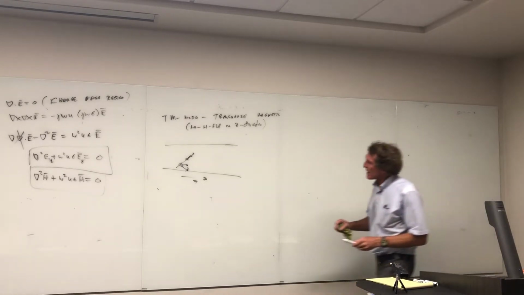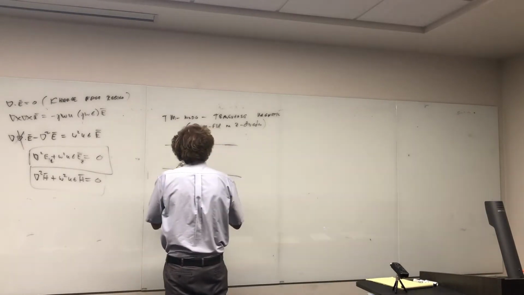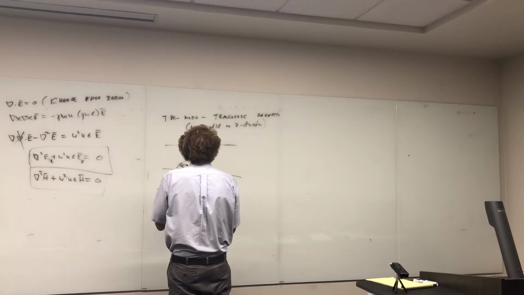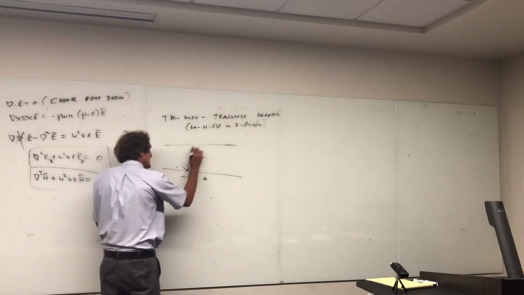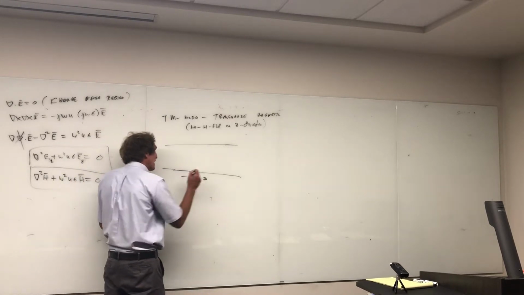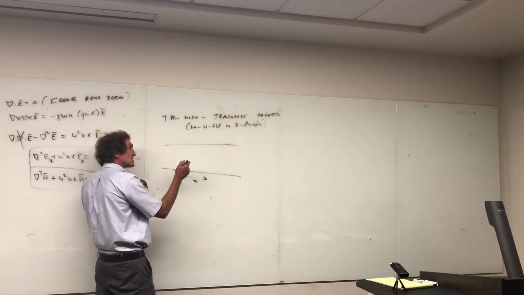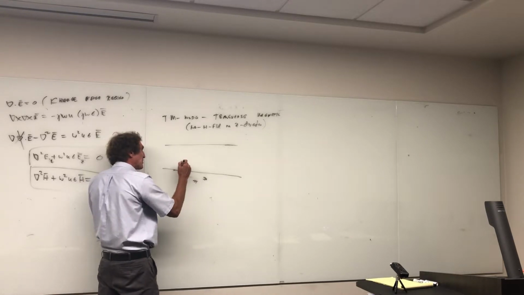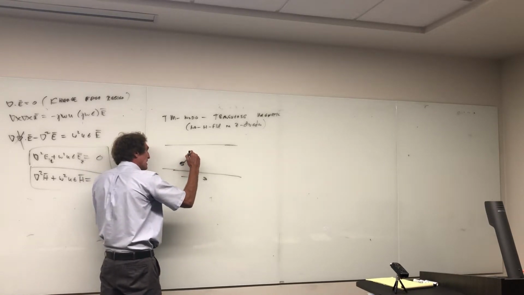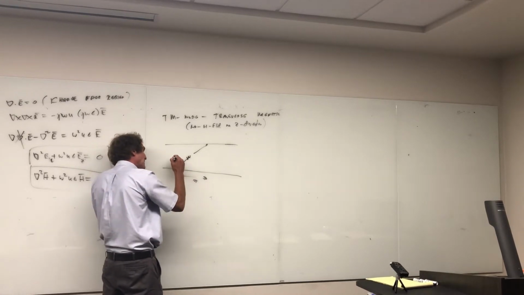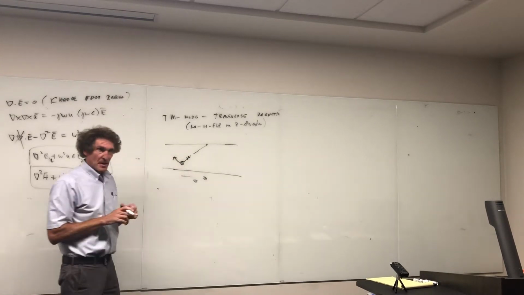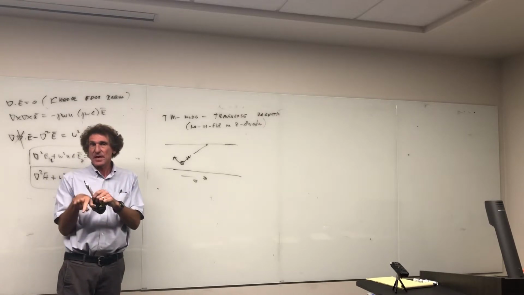Hold it. I said something wrong. TM mode, no magnetic field in the Z direction. There's only an E field in the Z direction. Sorry. And so that means I got the wrong picture here. What it should be is this. The magnetic field should be out of the board. So this would be the magnetic field. And if you think about that, that means the E field would be in this direction.